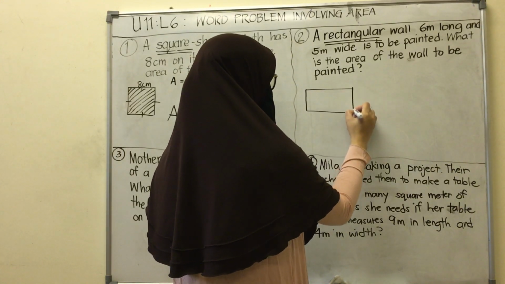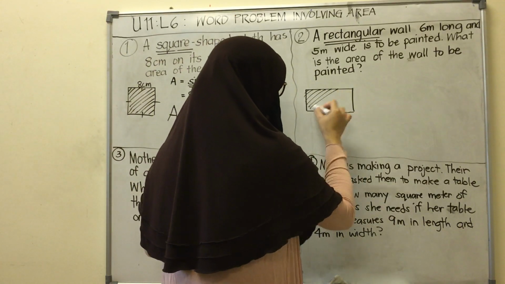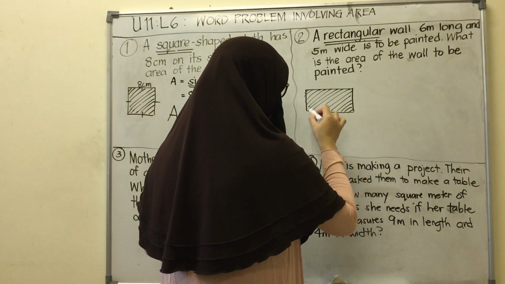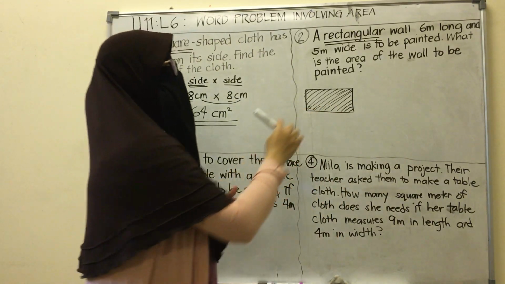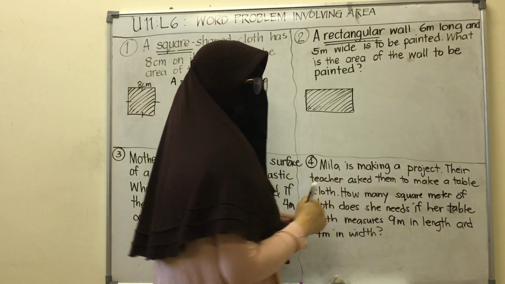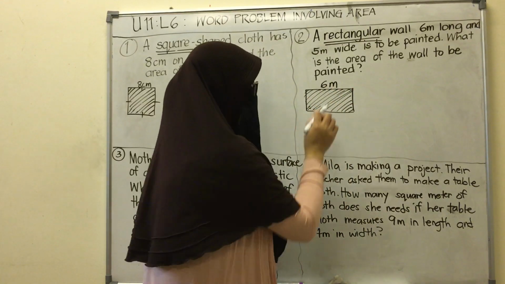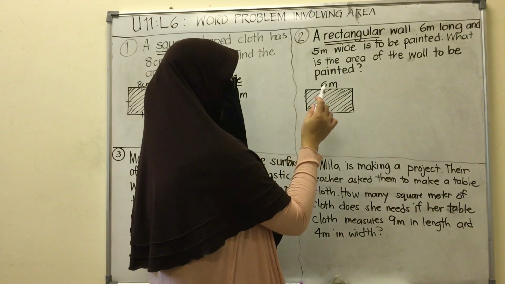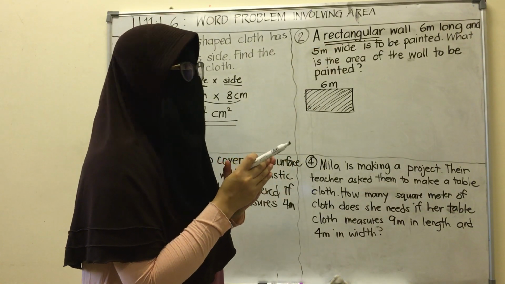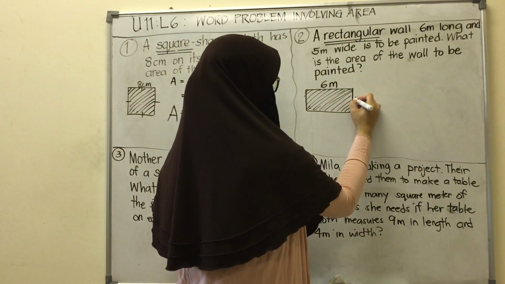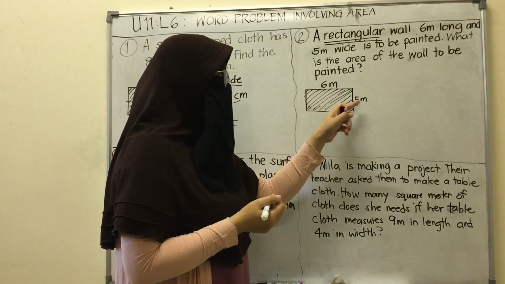Let's pretend that this is the wall that we are going to paint. How big is it, or what is the total space that we are going to paint? It says the wall is 6 meters long. Long means the length, so we write here 6 meters. Notice the unit of measure that we are going to use now, meters. And it is 5 meters wide. Wide means the width, so this part is the width, 5 meters.